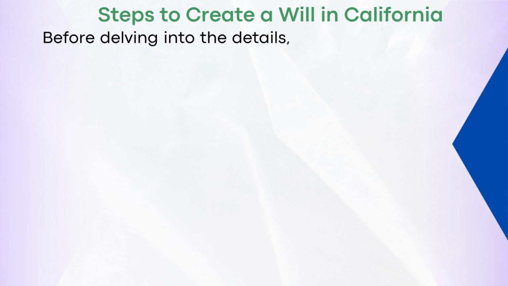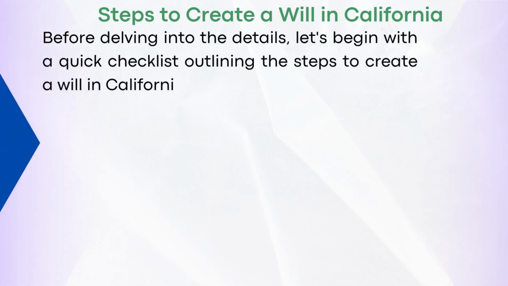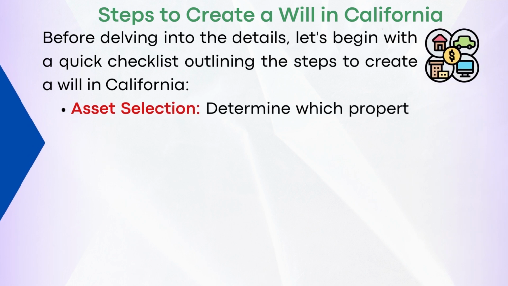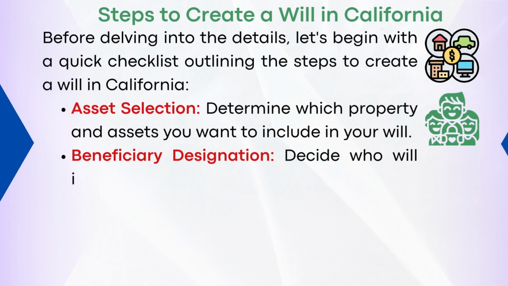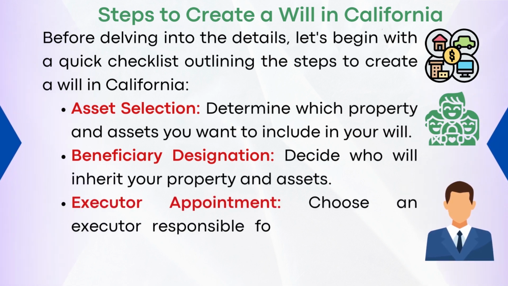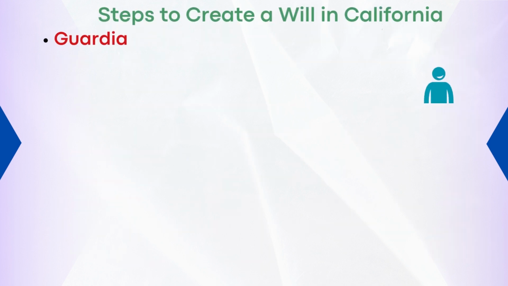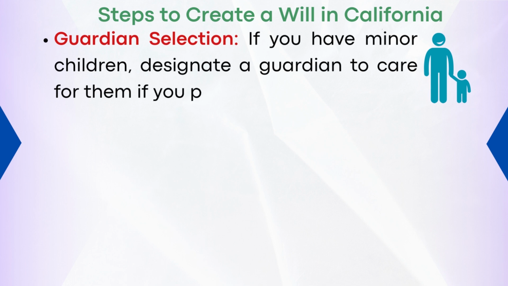Steps to create a will in California. Before delving into the details, let's begin with a quick checklist outlining the steps to create a will in California. Asset selection: determine which property and assets you want to include in your will. Beneficiary designation: decide who will inherit your property and assets. Executor appointment: choose an executor responsible for managing your estate. Guardian selection: if you have minor children, designate a guardian to care for them if you pass away.